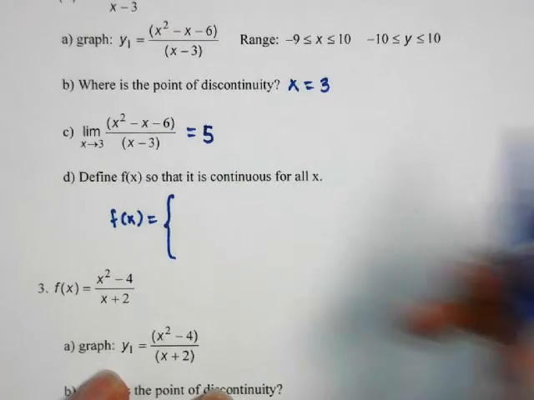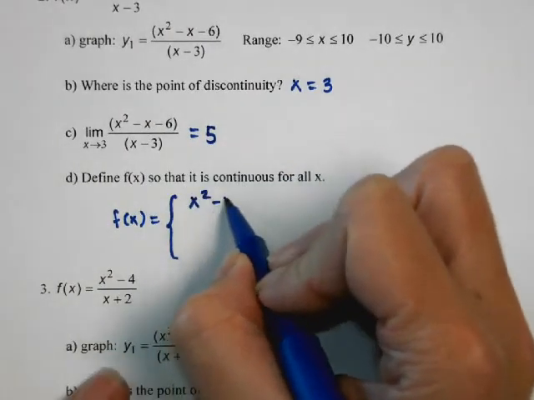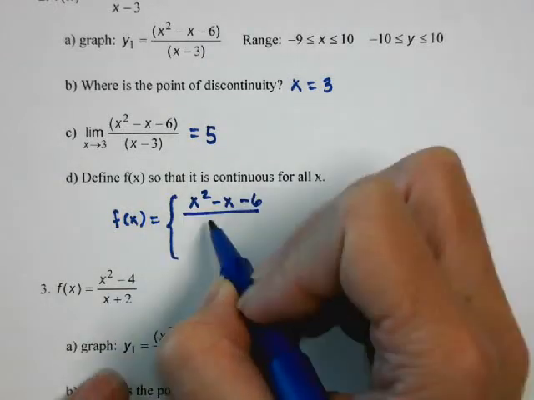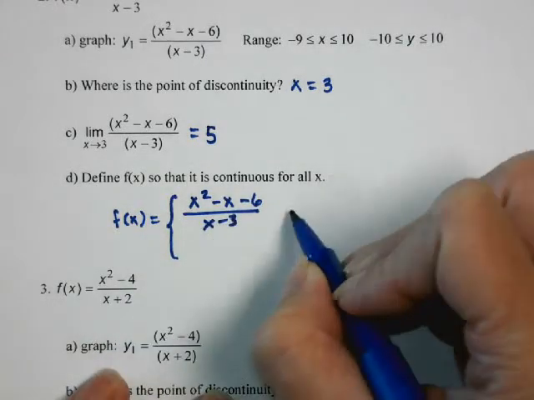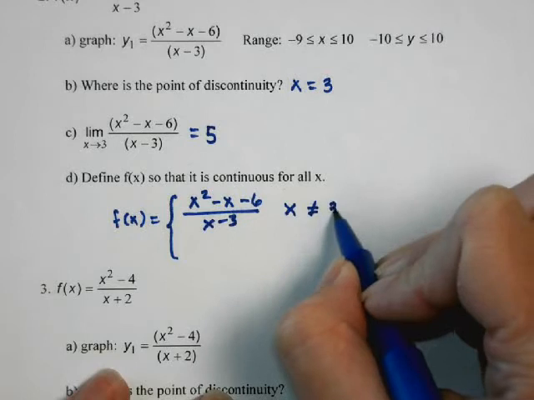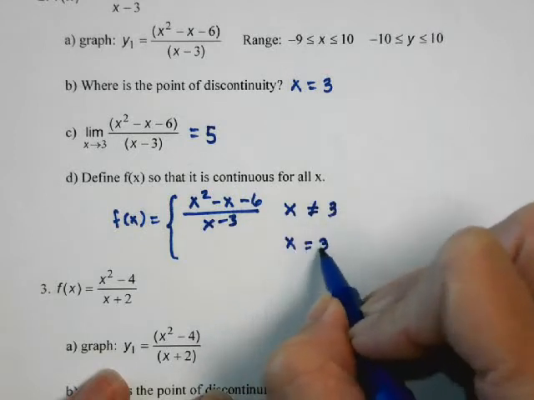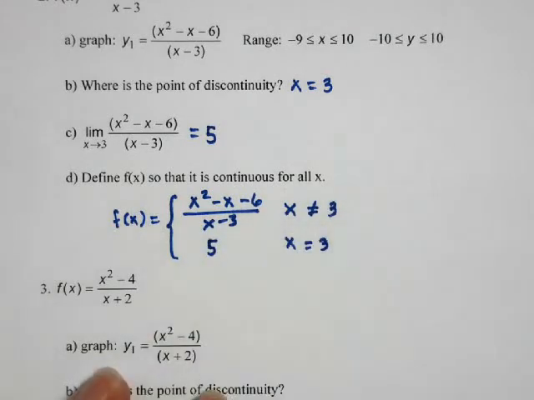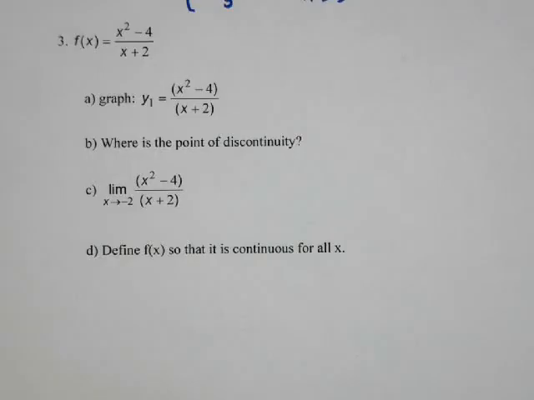So I can redefine this as a piecewise with x squared minus x minus 6 over x minus 3, as long as x doesn't equal 3, but when it does, we'll make that equal to 5. Again, I encourage you to try this one on your own and see if you get the same thing. So you can pause it and come back.